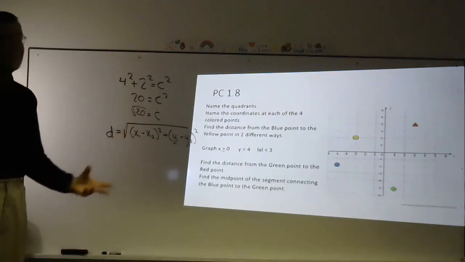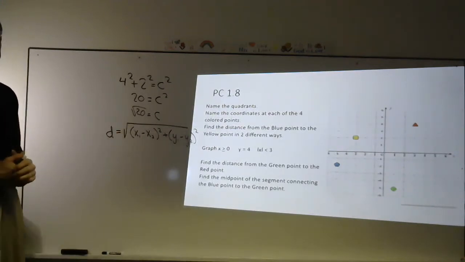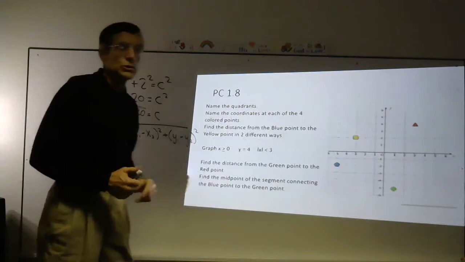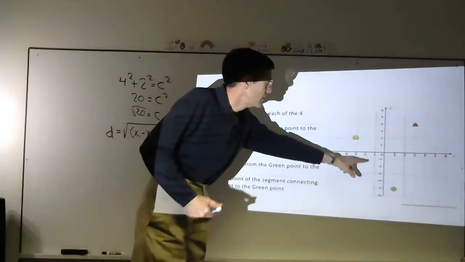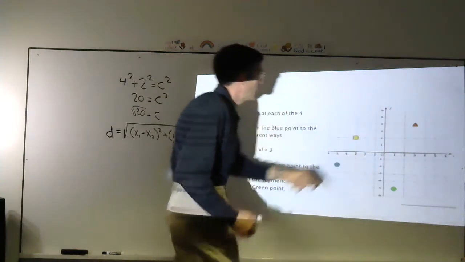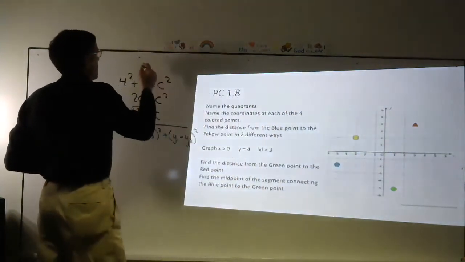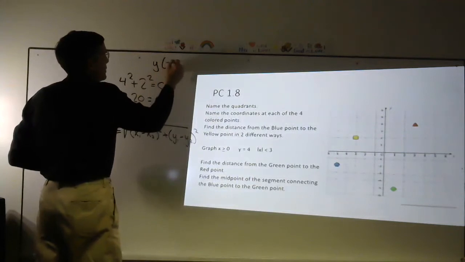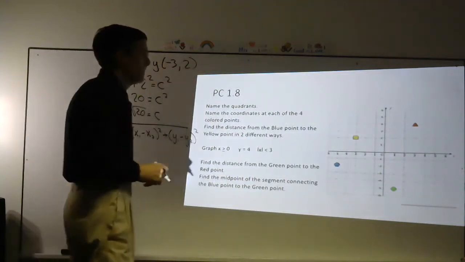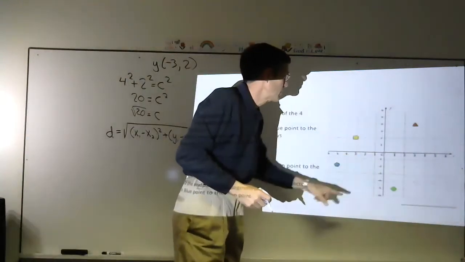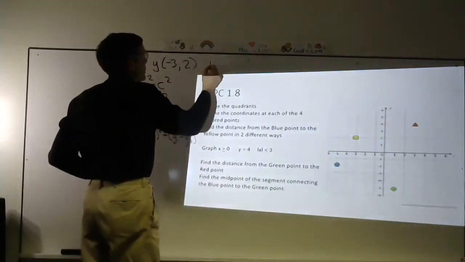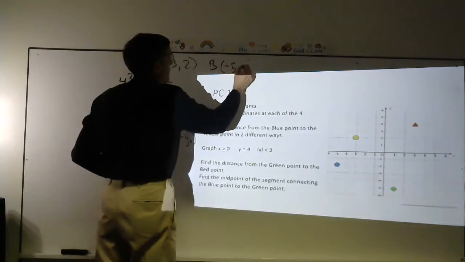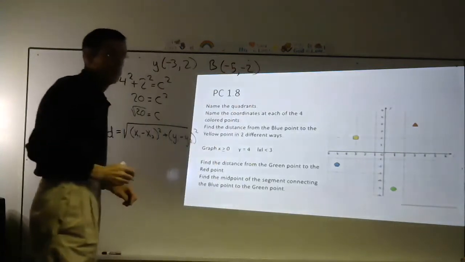So the nice thing about the distance formula is if you don't have a picture, what if you just have the coordinates? Like, for instance, the coordinates here are back 3 and up 2. So the yellow point, yellow is (-3, 2). Okay? Back 3 and up 2. The blue is back 5 and down 2, so (-5, -2). All right?